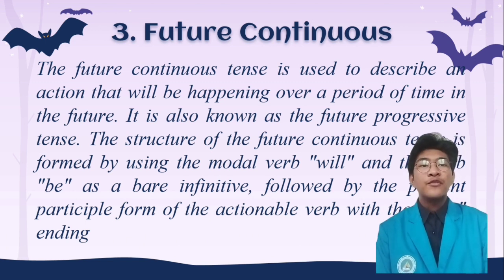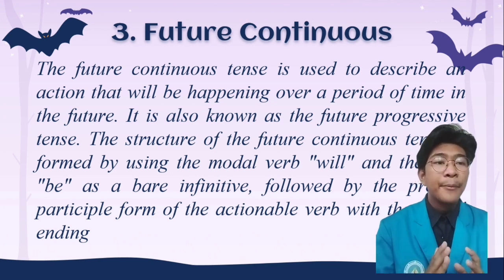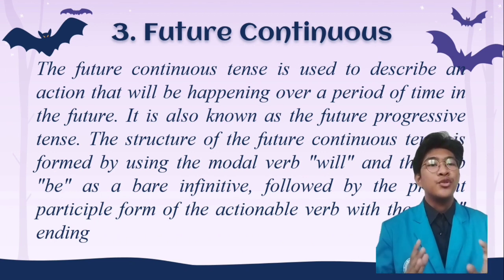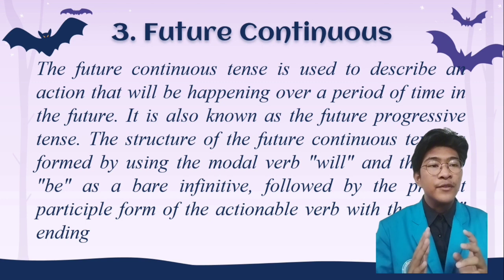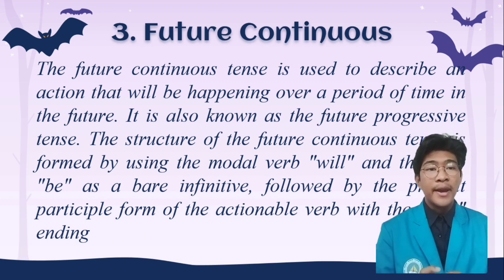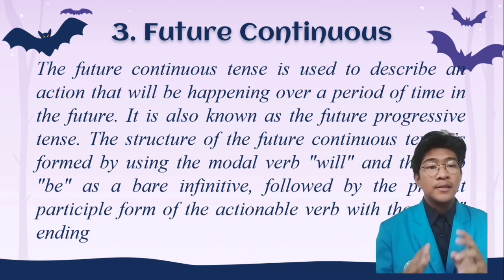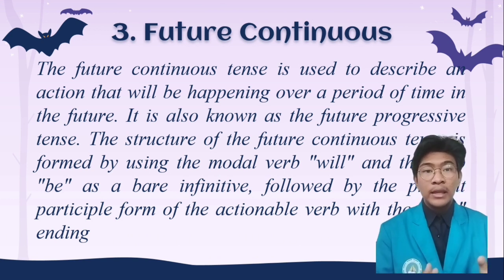Okay, alright. The future continuous tense is used to describe an action that will be happening over a period of time in the future. It is also known as the future progressive tense. The structure of the future continuous tense is formed by using the modal verb will and the verb be as bare infinitive, followed by the present participle form of the actionable verb with the ing.